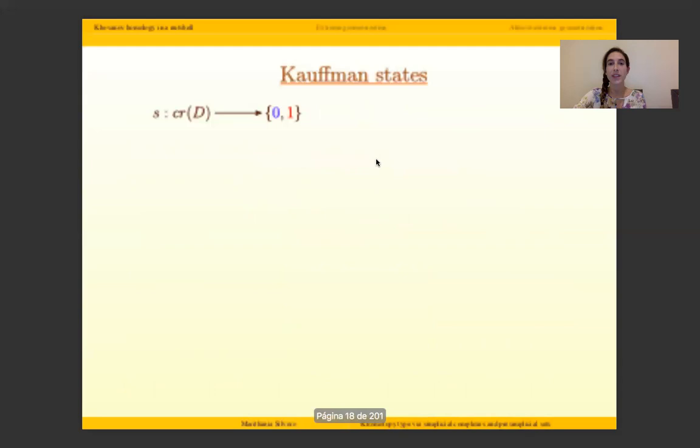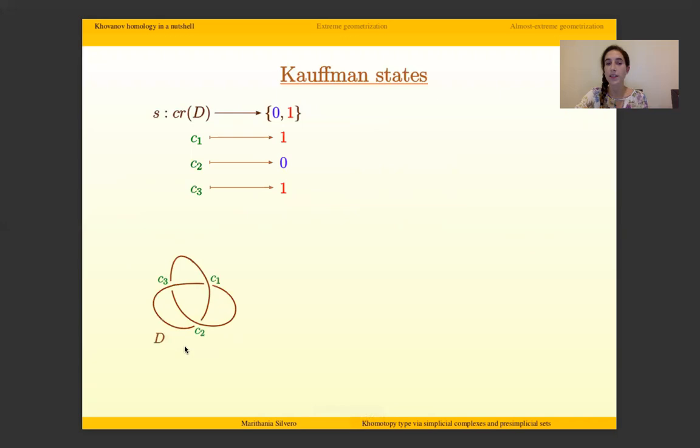To do so, we start by recalling what Kauffman states are. If we have a diagram D, we can consider this application, this state S, which associates to each crossing a label, either a 0 or a 1. So for example, if we have this regular diagram of the trefoil, we have 3 crossings that I have called z1, z2, and z3. So this is a state. I say that to crossing 1 I associate the label 1, to crossing 2 we associate label 0, and to crossing 3 we associate label 1. So this is a state.